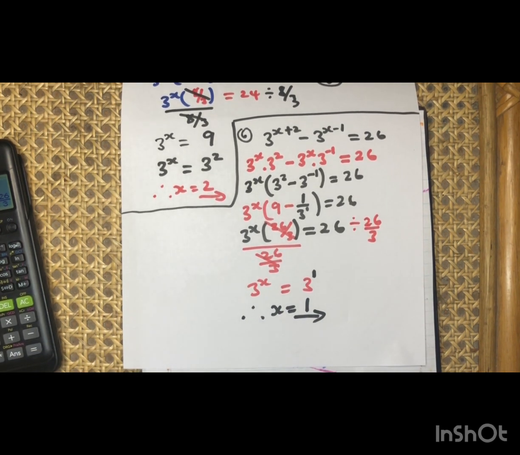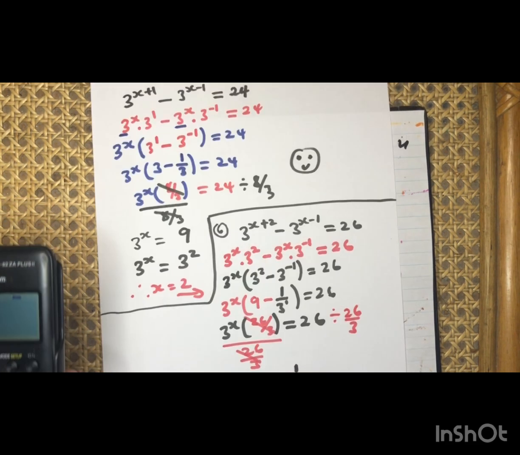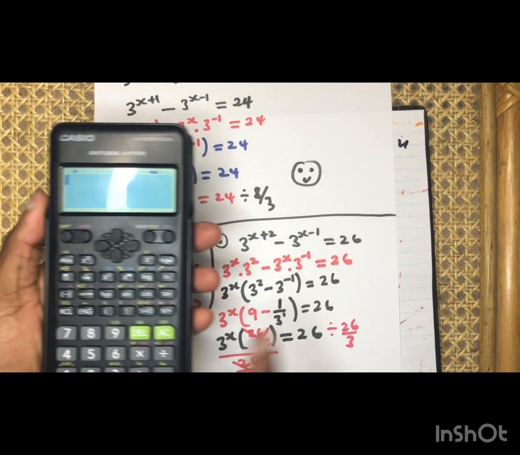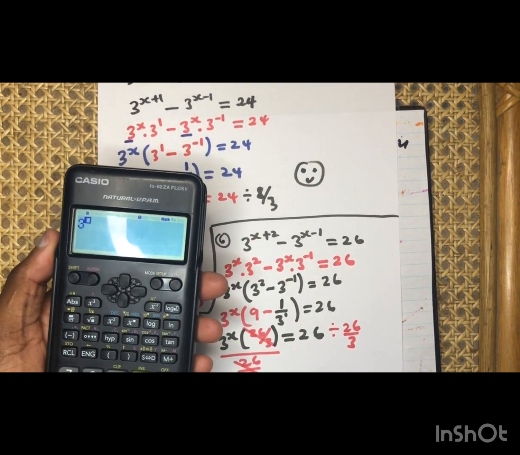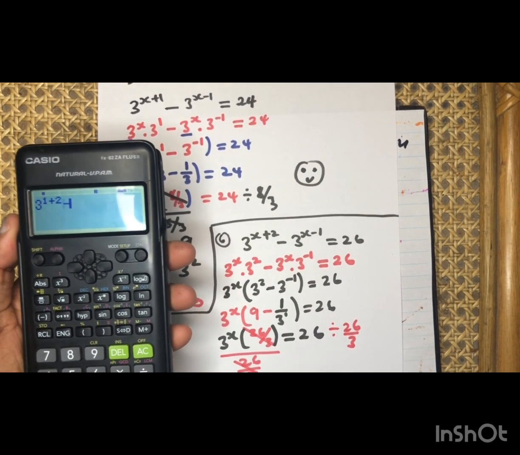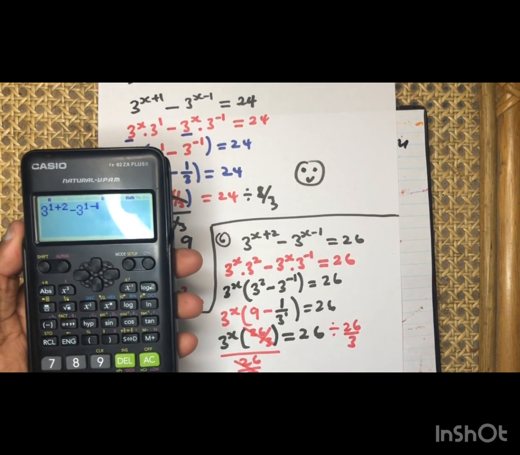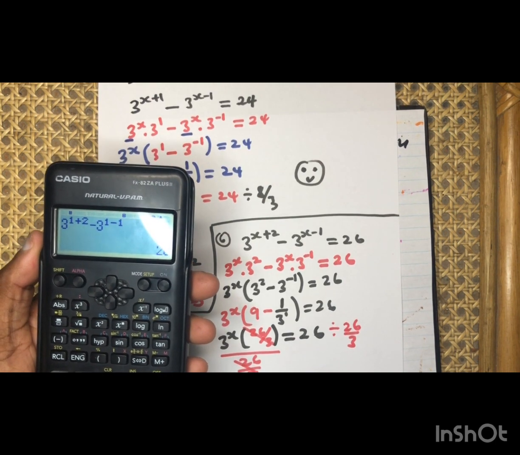That's your final answer. Remember, you can verify your answers here. Whatever answer you got, you can take it and substitute wherever you see x and see if you get 26. I have 3 to the power x plus 2, so I put in the answer 1 plus 2 here. Then I have minus 3 to the power 1 minus 1. You see that is 26, which means my answer is correct.